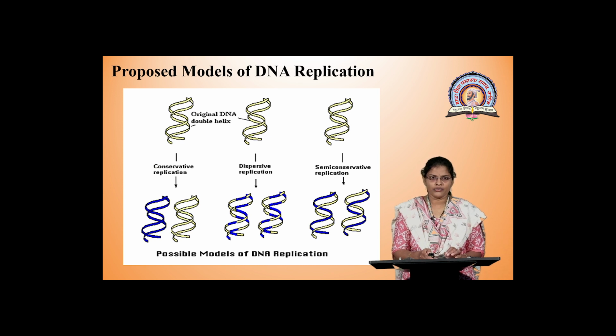The first diagram shows the conservative model of replication, in which the parental DNA is conserved as it is, and the blue colored DNA shows the daughter DNA. The second is the dispersive mode of replication, in which parental and daughter DNA are dispersed among the double helical structure. The third is the semi-conservative mode of replication, in which in each double-stranded DNA, one strand is the daughter strand and the second one is the parental strand. So the semi-conservative mode of replication is the important one.